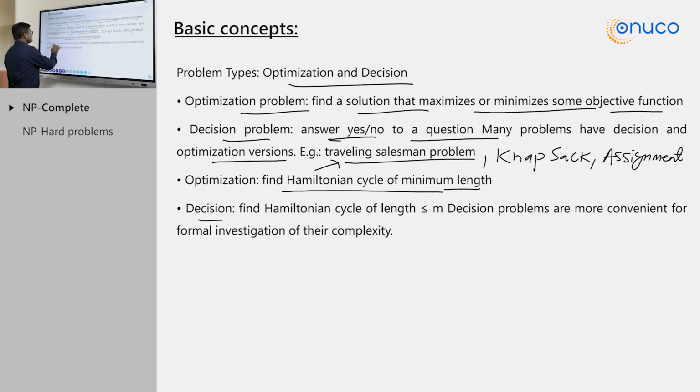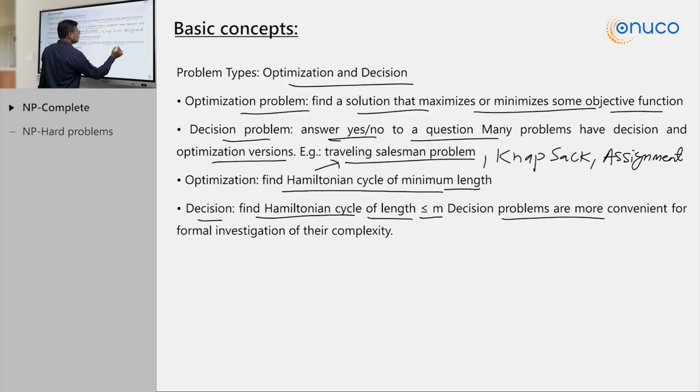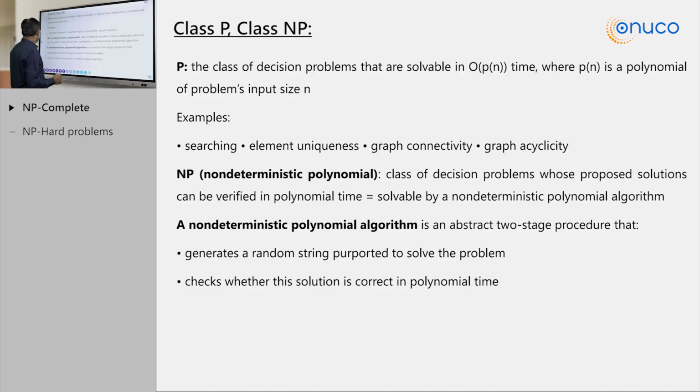Now, another is decision problem examples. You can say a similar concept, the Hamiltonian cycle problem: find a Hamiltonian cycle of length less than or equal to m. So decision problems are more convenient for the formal investigation of their complexity. Now let us see how we can discuss an example called the knapsack problem based on non-deterministic polynomial.